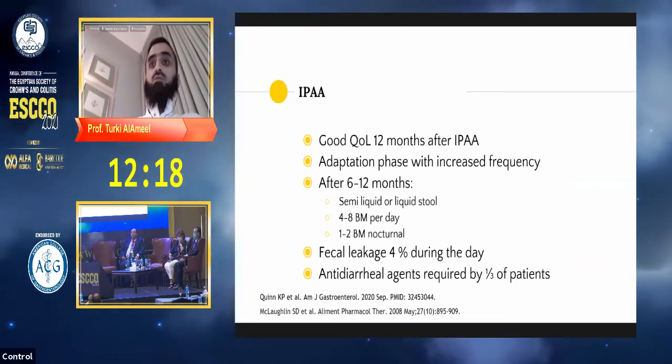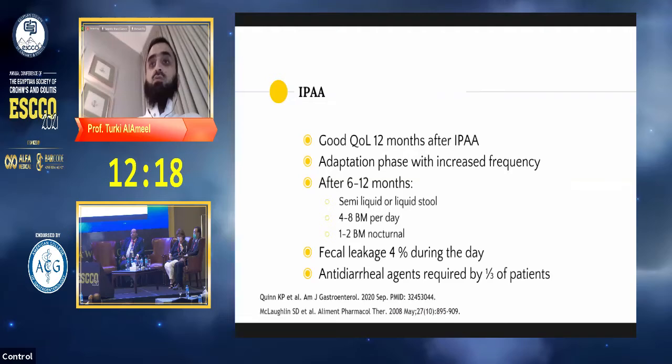Unfortunately, some patients may experience fecal leakage. Up to 4% of them do, that's during the day. And almost a third of them will require antidiarrheal agents to be used on a regular basis. There are important impacts of having a pouch on the patient's sexual life and fertility.